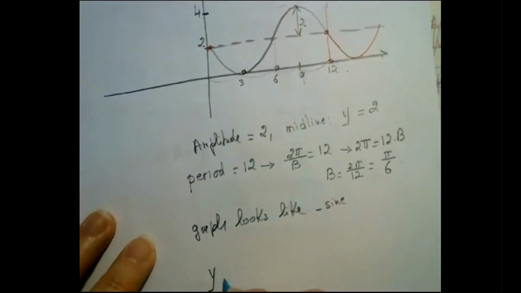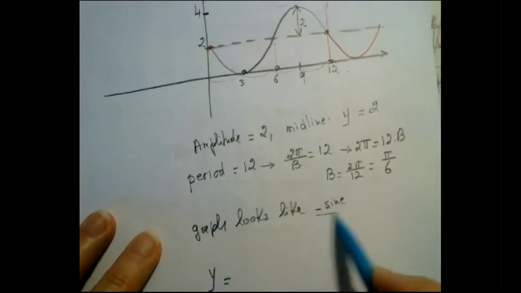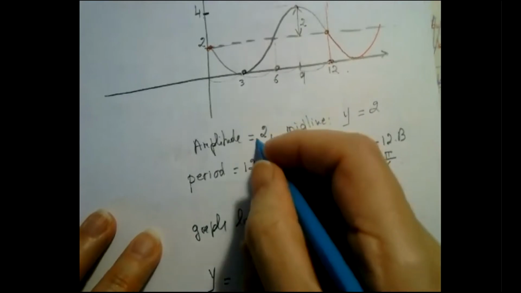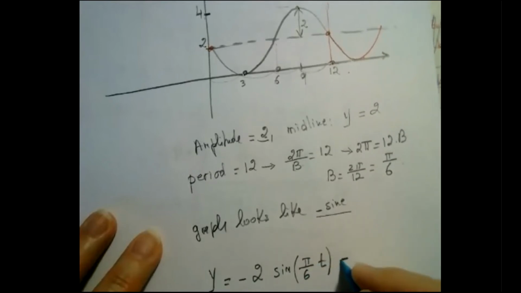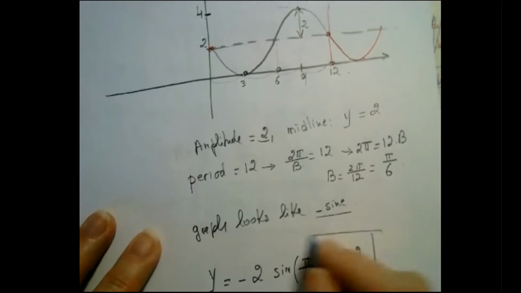So my y is equal to, the graph looks like a minus sine. So the amplitude is 2. It's 2 minus 2 sine of pi over 6 t plus 2.